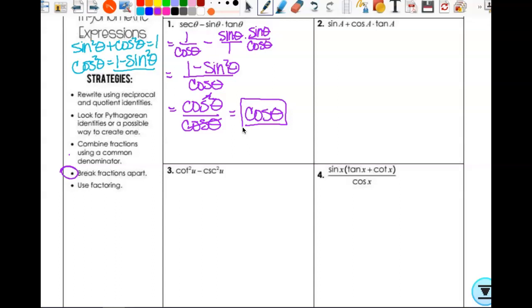That doesn't mean take everything and change everything. Like I could change sine into 1 over cosecant. Sometimes that might be helpful. I don't know that that would be helpful right now. Maybe it would be, but I think that I'm going to try with this tangent first because I could get that in terms of sine and cosine.